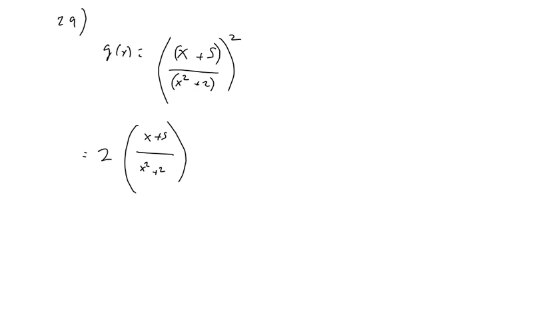My derivative of the outside was my power rule. I took the 2, brought it in front, and reduced it by 1. So I just left everything else on the inside alone. So that's my derivative of the outside.